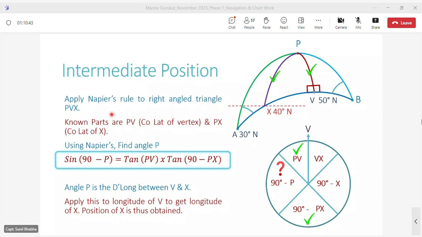In this case, D long will be the west, right? That is right, beta. When you are going from vertex to X-ray, you are going to the left side direction, so that D long will be westerly. Okay, sir. Thank you. Okay, beta. Great. So let's see type 2 problem now. I'm moving ahead.